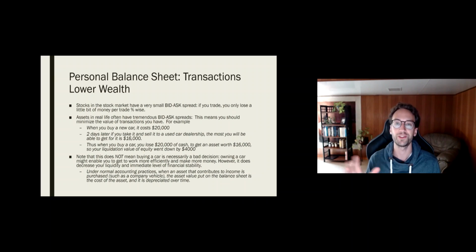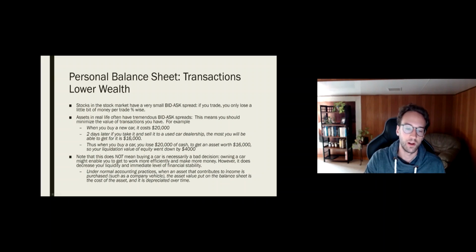So just understand what is happening to your balance sheet and your financial health whenever you make any kind of transaction. That includes big ones like buying houses, or small ones like going into a store and buying chairs or couches or stuff like this.